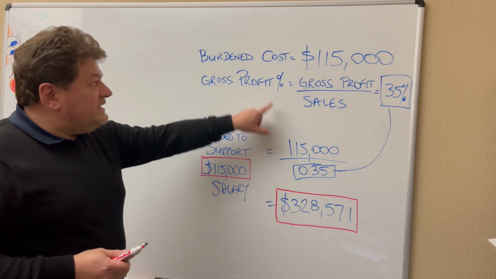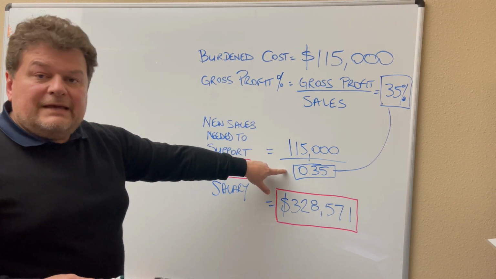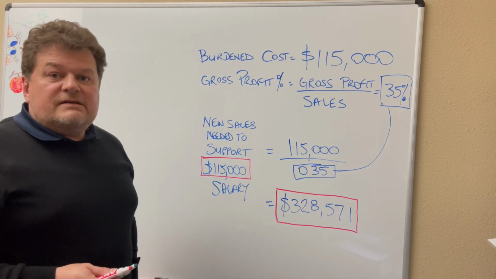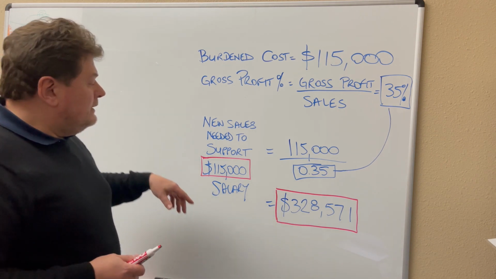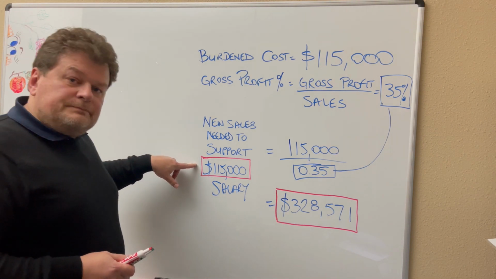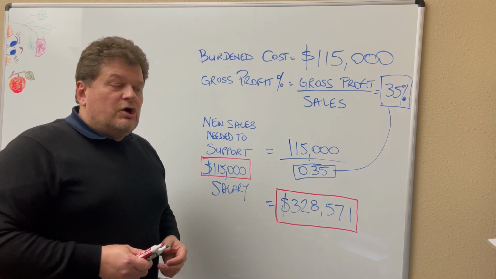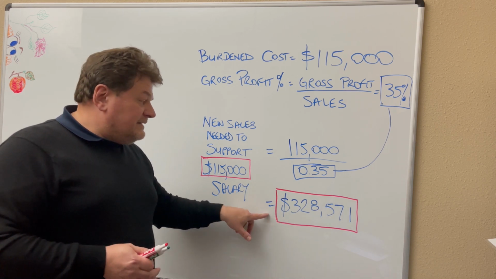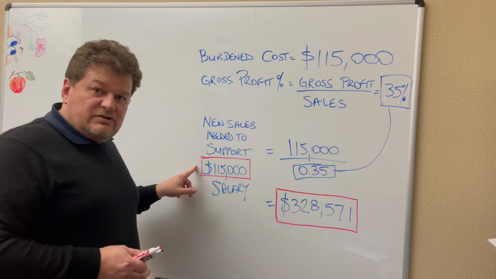Now, we take our cost, 115,000, divided by our gross profit as a decimal. And we found that it was $328,571 in additional sales that we need to support this salary. This is almost a factor of 3. So it's important to understand that, because now you know you've got to create this amount of sales to add this person, because if you don't, it's going to eat into your profits.